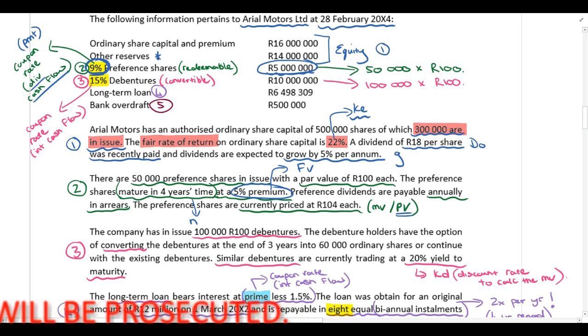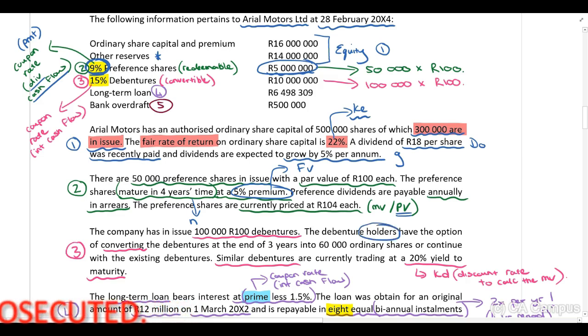If you go back to the information provided in the question, we are told that the debenture holders have the option of converting the debentures at the end of 3 years into 60,000 ordinary shares, or they can continue with the existing debentures. So if we are calculating the future value of each alternative, we have to calculate the future value of the 60,000 ordinary shares in 3 years' time, and the future value of the existing debentures also in 3 years' time.